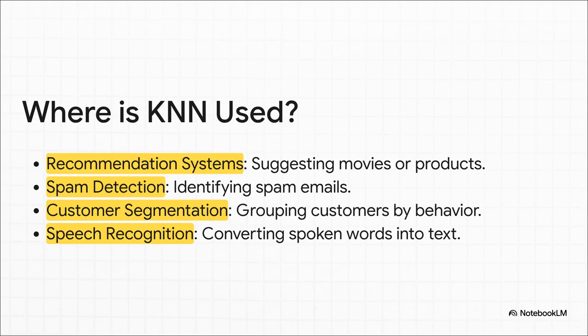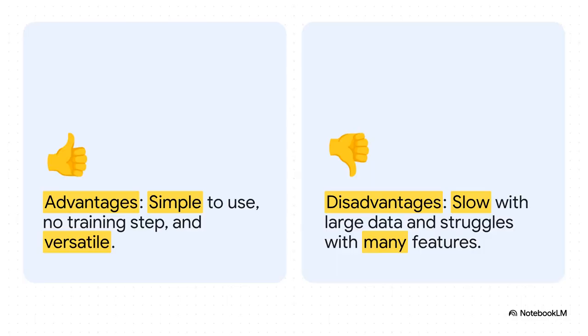Or spam detection in your email. An incoming email is classified as spam if it looks really close to millions of other emails we already know are spam. It's working behind the scenes everywhere. So let's break down the good and the bad. The biggest advantage of KNN is how simple it is. It just makes sense, right? It's easy to explain and easy to build.